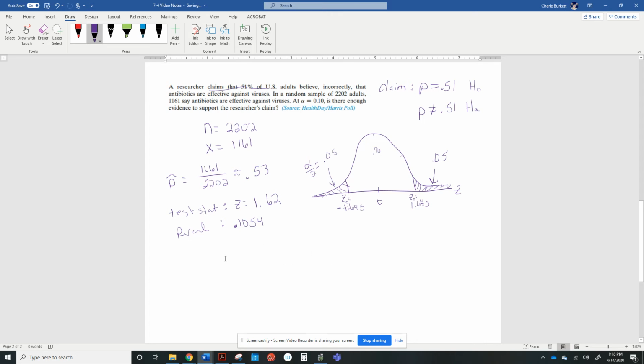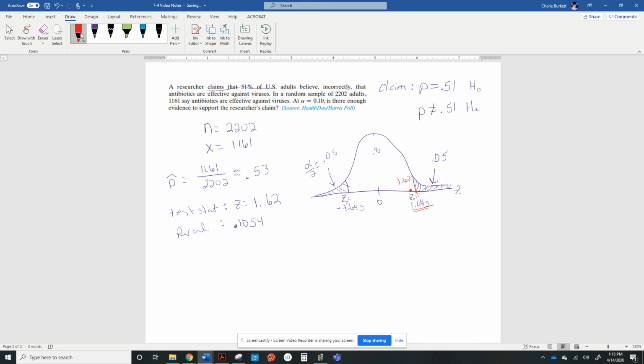We can either decide to reject or fail to reject H sub O. And we're going to do that by plotting the test statistic. So I'm going to change this and plot this. This is 1.645. So 1.62 is going to come right before that.